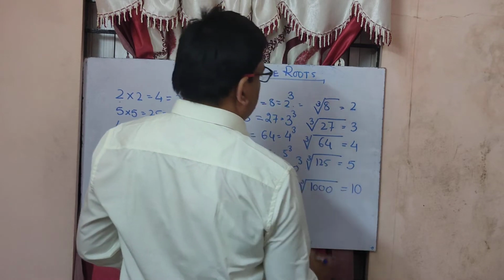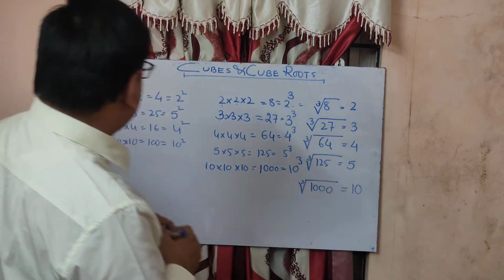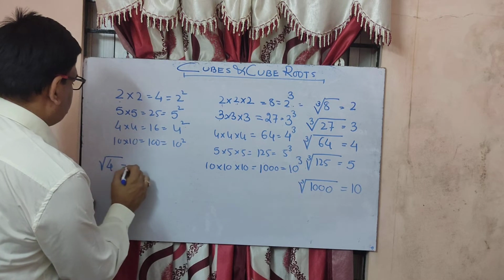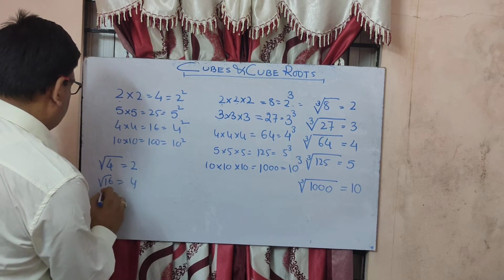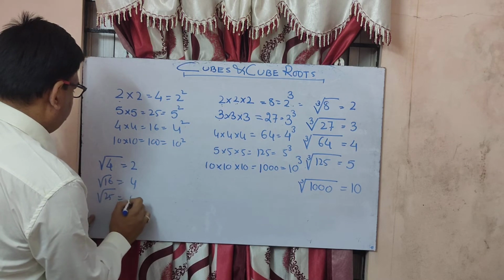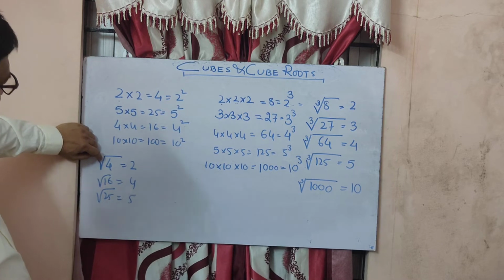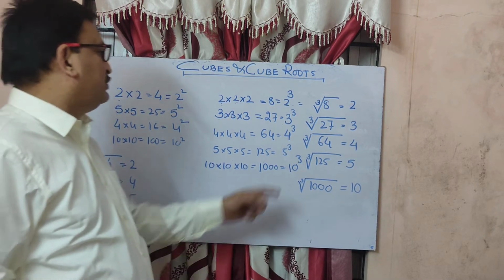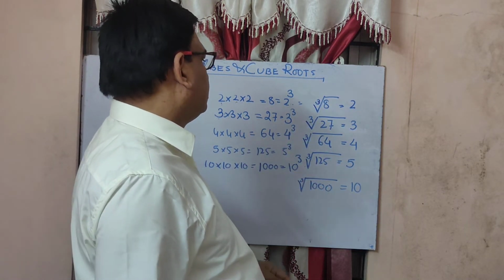Now for square root, what did we used to write? Just see, the square root of 4 is 2, of 16 is 4, of 25 is 5. So we are not writing anything inside the square root sign, whereas if it is a cube root, here you have to write 3.